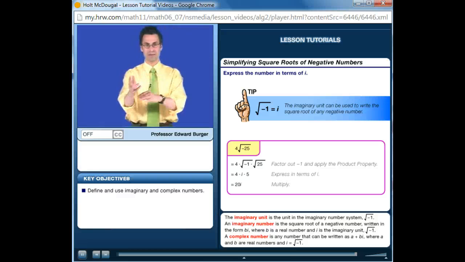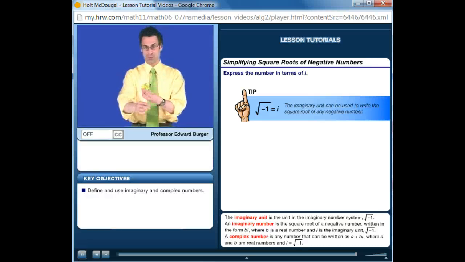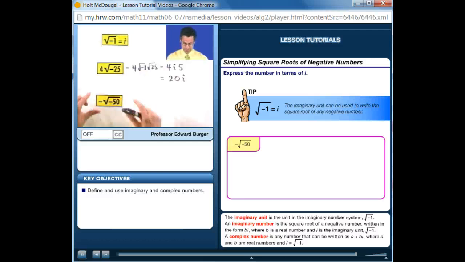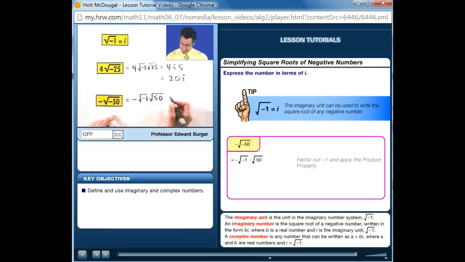Okay, watch this. You ready? Numbers come out of thin air. Woo! There we go. Here is another one. Let's see if we can figure out what this equals. Well, let's see. This equals negative square root of -1 times square root 50. And what's that? Well, the square root of -1 we know is just i, so this is -i.